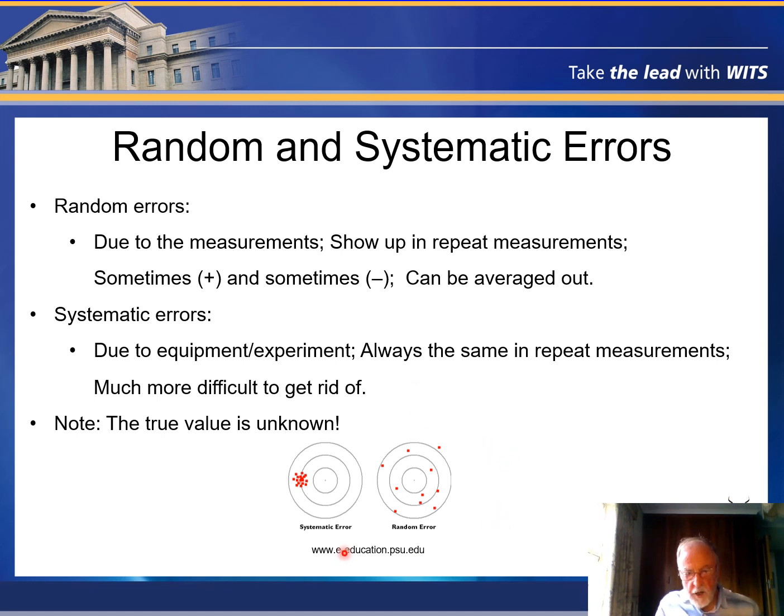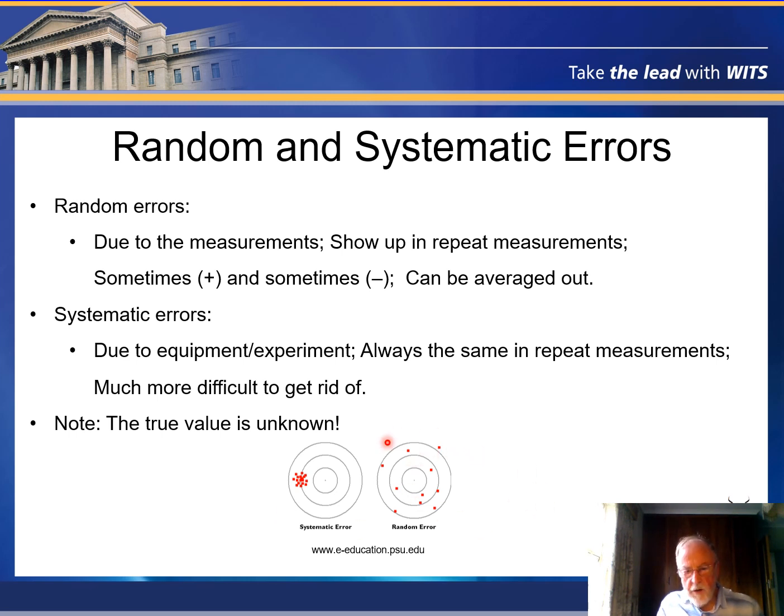Here's an illustration showing that with shots on a target again. In this case, these shots are all in pretty much the same place, but it's the wrong place. These measurements have got a systematic error, and we don't know what it is. Maybe the gun sight isn't very good, or maybe the guy who's doing the shooting isn't very good, but the error comes out the same in each case.